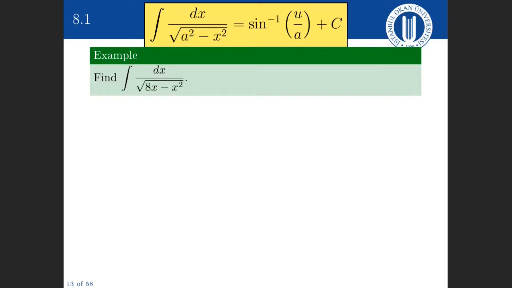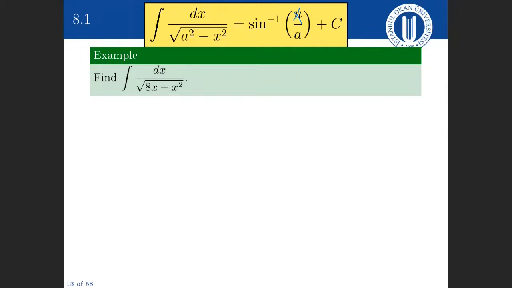Next one. Find the integral of dx over the square root of 8x minus x squared. And I've put the formula that I want to use at the top in the yellow box. I want to use the formula that the integral of dx over the square root of a squared minus x squared is the inverse sine of x over a. Typo just here, that should be x over a. Plus c.